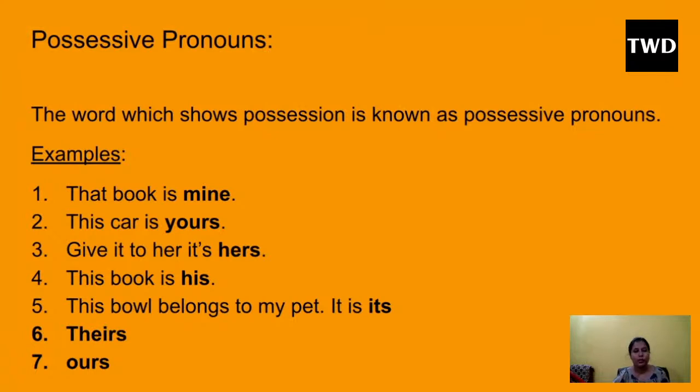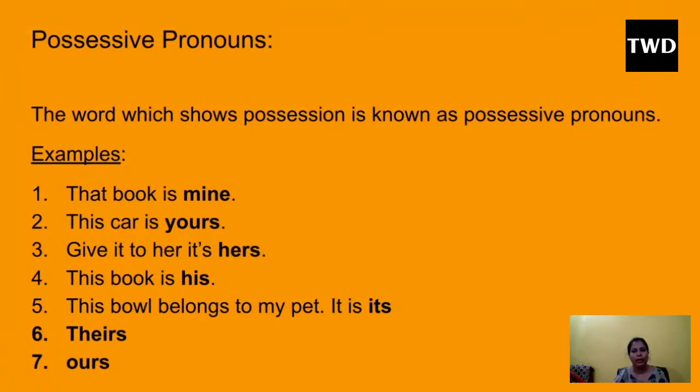This car is yours. When you are pointing to somebody else, you are telling your friend, this car is yours. I have gifted it to you. This book is yours. I am giving this book to you as a gift. Give it to her. It is hers. This book is his. This bowl belongs to my pet. It is its. Also, we have possessive pronouns like theirs and ours.